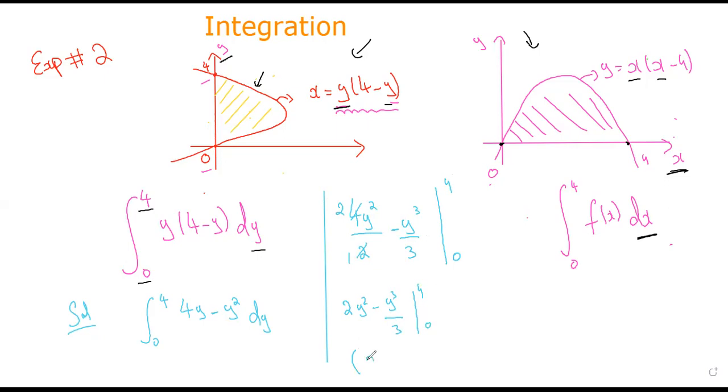First, I'm going to plug in 4. 2 into 4 squared would be 16 minus 4 cubed is 16 into 4, that is 64 over 3, and then minus, when we plug in 0, we are going to get 0. Okay, so the answer is going to be what? Can anyone tell me? The answer would be 10.67 units squared. Okay, so I'll repeat this one last time and then we'll go to the next example.